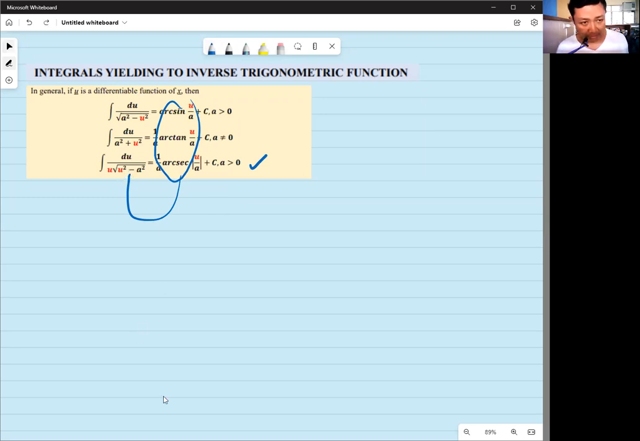Okay, show me a reaction if so far everything is clear. Let me see. We are still in the process of getting to know these integrals that will end up with inverse trigonometric functions. Okay, so let's now move on with the first example. Let's take a look at this.